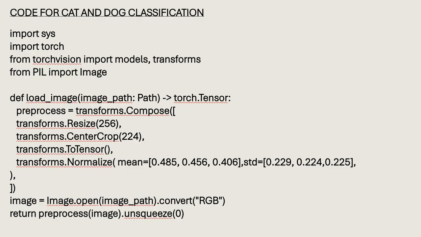Now the next line is from PIL import Image. PIL stands for Python Imaging Library. We are using that to load and process the image files, to convert the image into a format that PyTorch can understand.